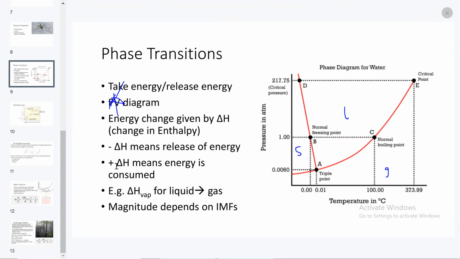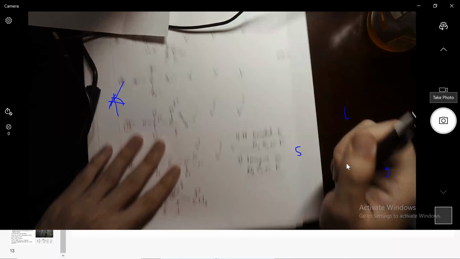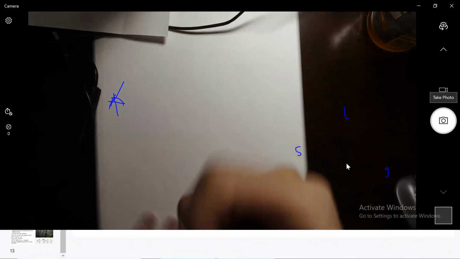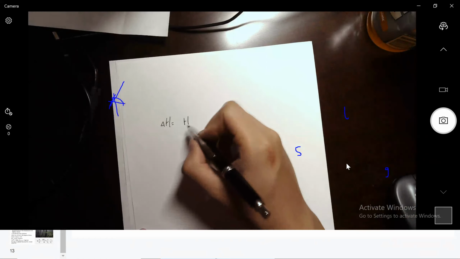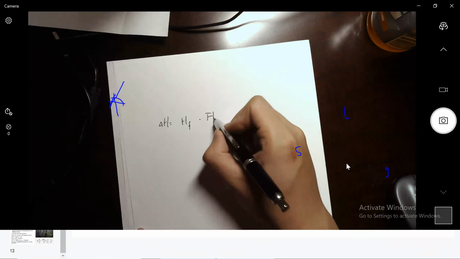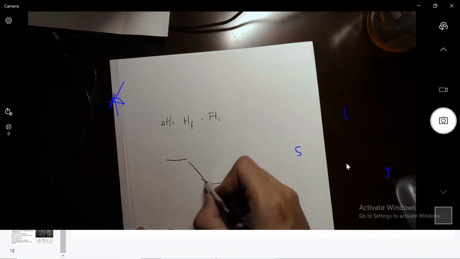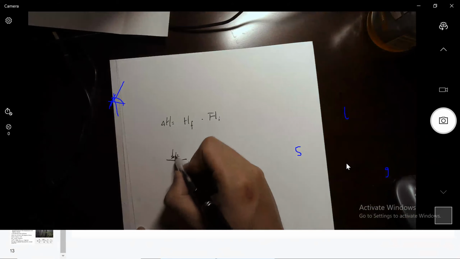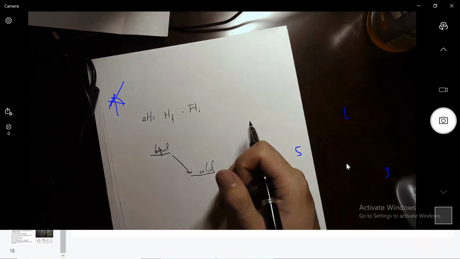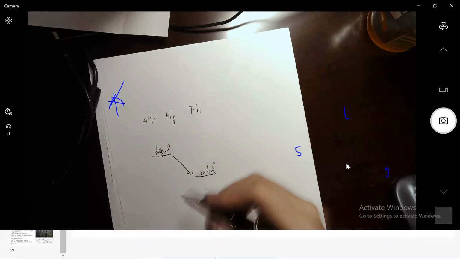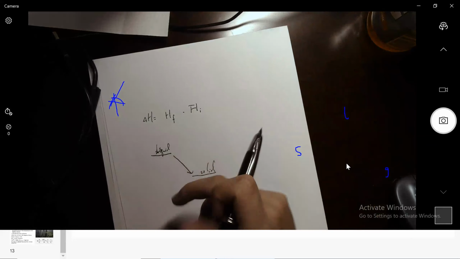So maybe it would be helpful if I explicitly defined what delta H is. Delta H equals the enthalpy of the final state minus the enthalpy of the initial state. So we're going from a high enthalpy to a low enthalpy, liquid to solid. So what's the sign? Negative, right? Because this has less energy, this was greater energy, so a small number minus a big number is negative, right?